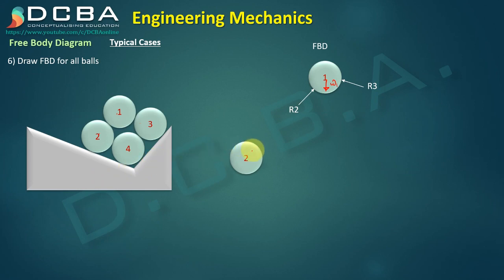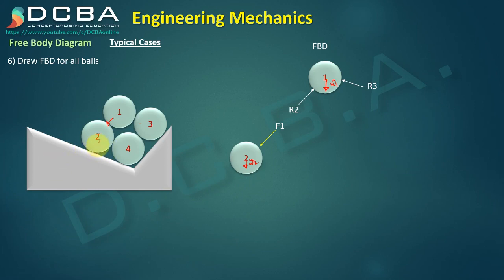Then coming to the FBD of the second ball, now this first ball is resting on the second ball. If the second ball is giving it a reaction, it means the first ball is also putting force on it. The first ball will definitely put some force on the second ball. So there is F1, the force due to the first ball on the second ball. Then we also have the weight of the second ball acting vertically downwards. Then we have the reaction.